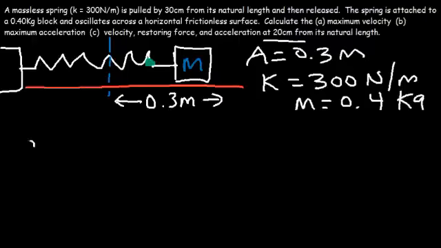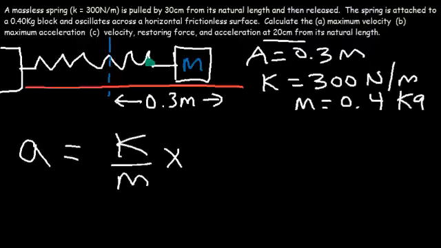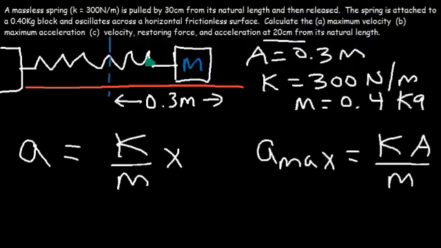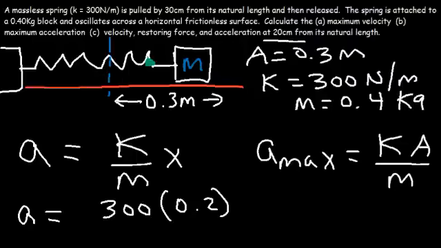Now, you can also use this equation. Acceleration is equal to k over m times x. It's similar to this equation. The maximum acceleration is k times A divided by m. But here it's k times x over m. So k is 300, x is 0.20, and m is 0.4.